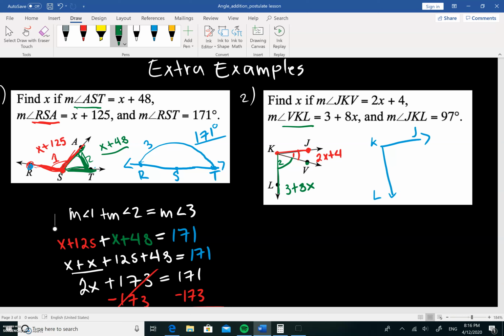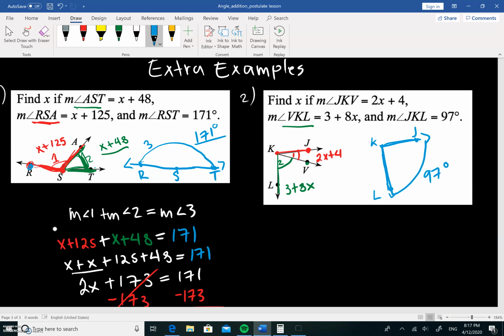So we have that. Now JKL, which is the larger one, but I already have too much stuff here on the left, so I'm going to do it here on the right where I drew the blue lines. So we have J, we go to K, and then we go to L. So that's this larger angle, and the larger angle is 97 degrees. So the sum of the two smaller ones has to be equal to 97 degrees.